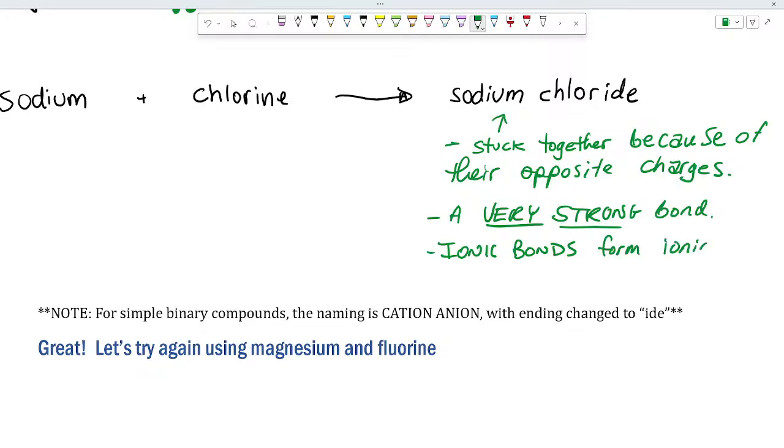Form ionic compounds, which are minerals, rocks, crystals.